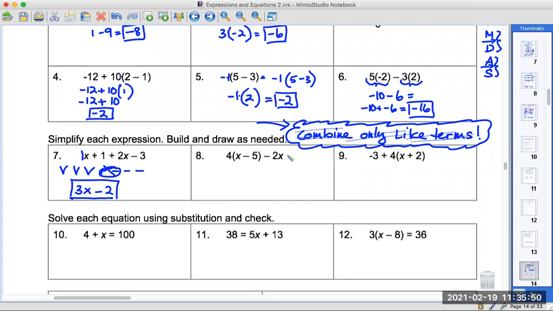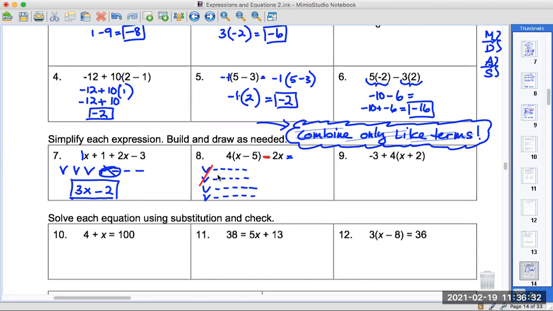Okay, this one, we can use cups and counters again, but this one I'm going to show you in a different way. So you choose which one you need. We have x minus 5, 4 groups. 4 groups of x minus 5. 4 of them. And then this minus 2 cups, you're going to take 2 cups and get rid of them because you're taking away 2 cups. So 2 of them are gone.